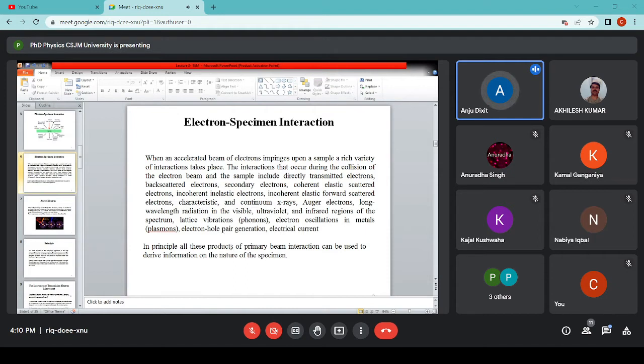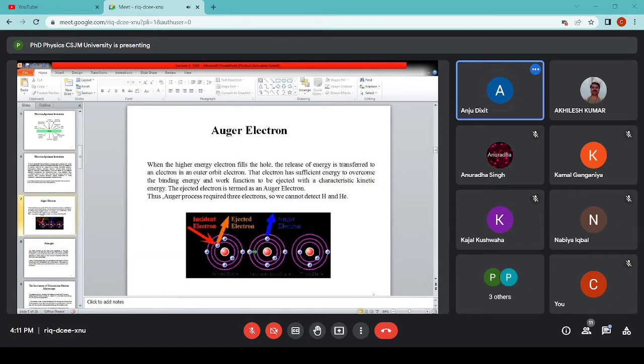So in principle, all these products of primary beam interaction can be used to derive information on the nature of the specimen. So basically we derive so much information with the help of these signals. So Auger electron must be a new word for you. So I am just trying to explain it to you with the help of this diagram.